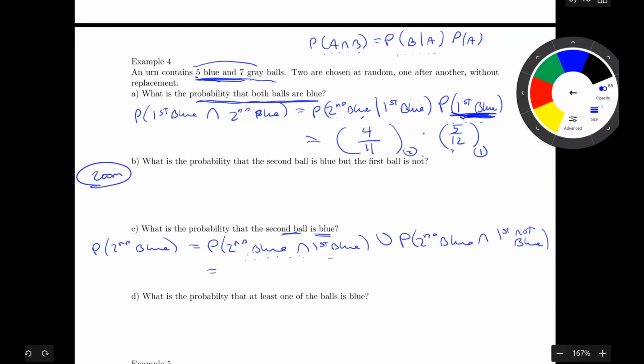The second is blue and the first is blue. That's 4 out of 11 times 5 out of 12. Now let's look at this one. Or is plus, right? The second is blue and the first is not blue. So the first is not blue. That means out of the 12 balls, I'm picking one of the 7 gray ones, right? So that's 7 out of 12. And then the second is blue. I'm picking out of the 5 blue ones, but there's only 11 total to pick from, right?